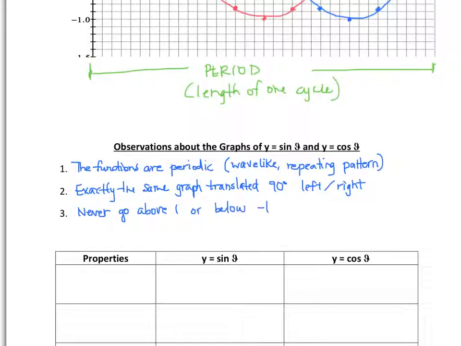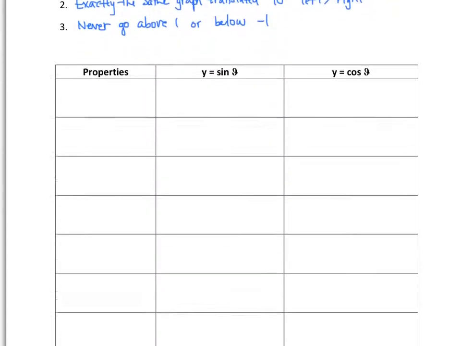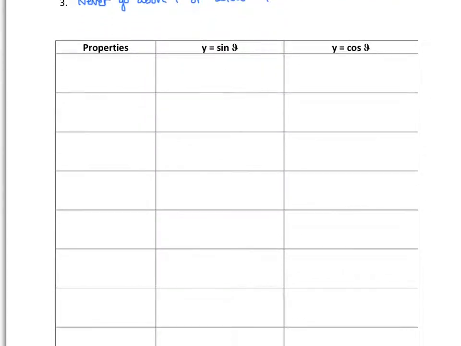Now, when we get into transformations of trig functions, we will run into some graphs that do, in fact, go outside those boundaries. Now, we're just going to fill in this table here to compare some other properties. So, in terms of the amplitude, which is something we just talked about, the amplitude of both of these graphs is 1. The period of both of these graphs is 360 degrees.